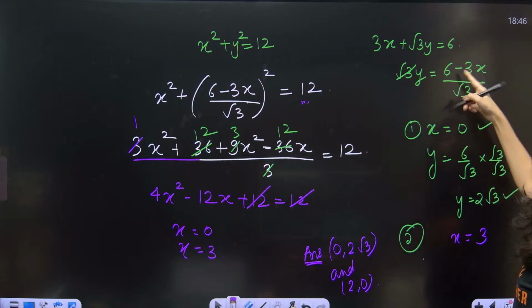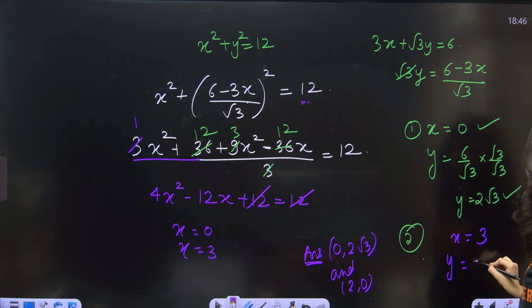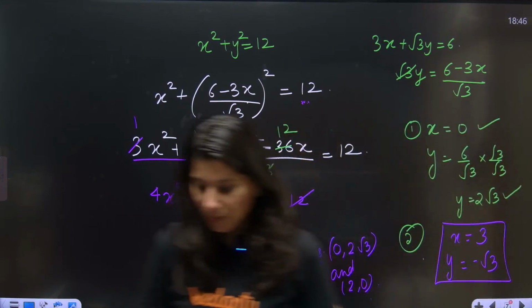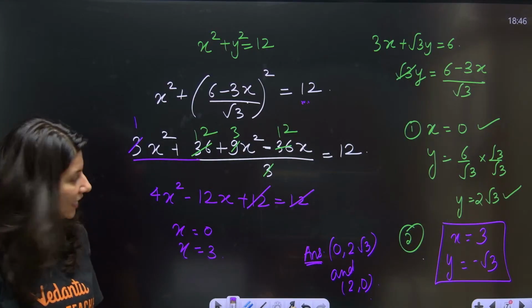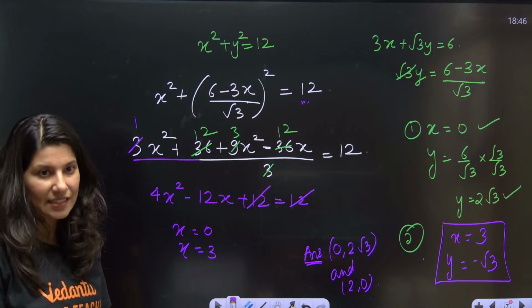So 3 3s are 9 minus 3, so y is going to be minus 3 by root 3, so minus root 3. Yes, yes, yes. So the second answer is correct. Thank you, thank you, thank you. So 3 comma minus root 3. King of kings.